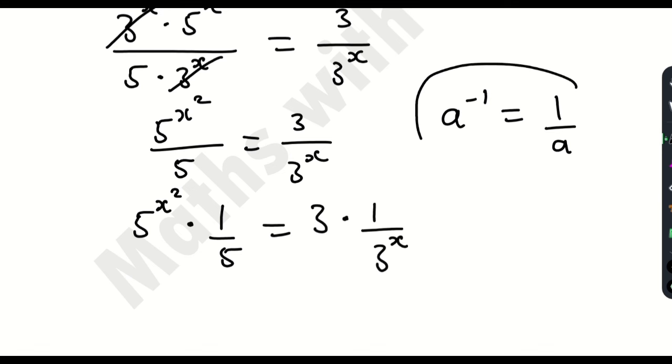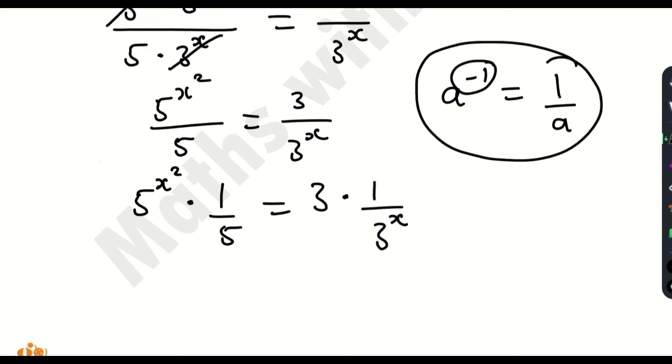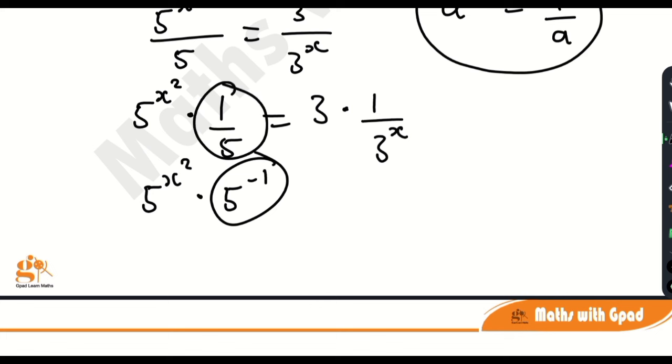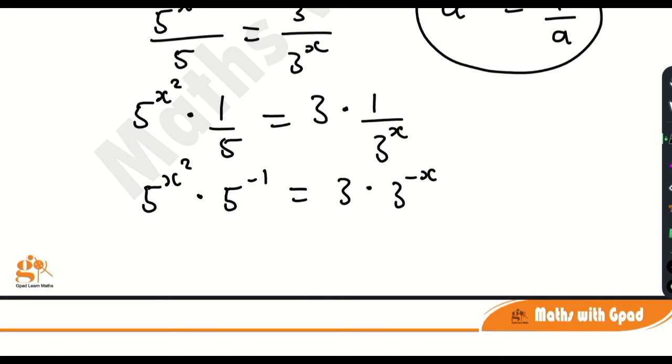So from the negative index law, when you have a negative exponent, you can take the reciprocal of that number, giving you 1 over a. So that's exactly what I will do here now. I'm going to rewrite this as 5 raised to the power x squared times 5 raised to the power negative 1. Where is this coming from? It's coming from 1 over 5. Remember, applying the negative index rule. So again, what I have here is what? 3 times 3 raised to the power what? Negative x. Notice it's from here.